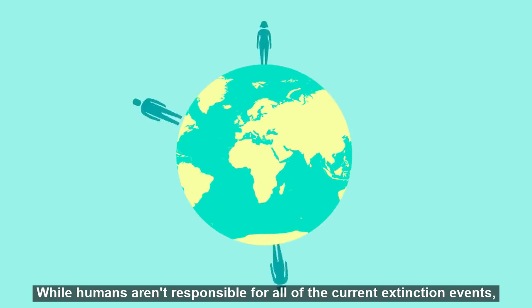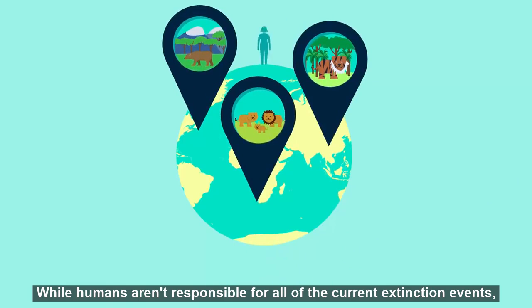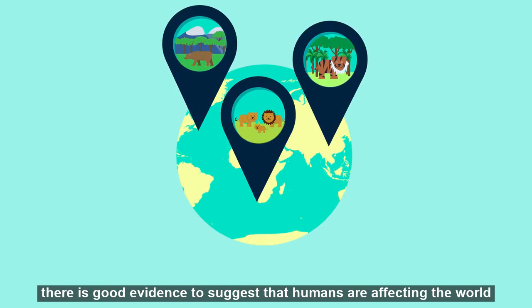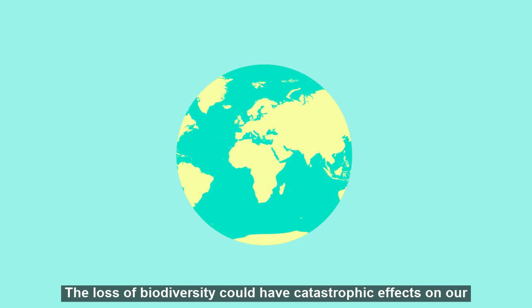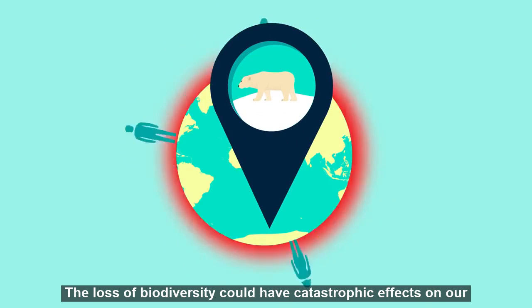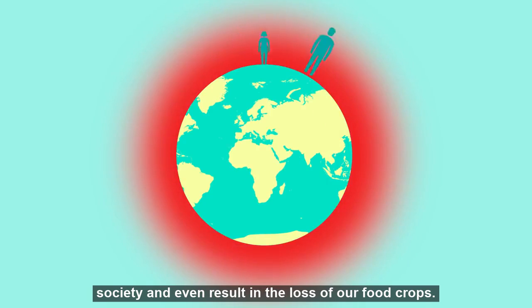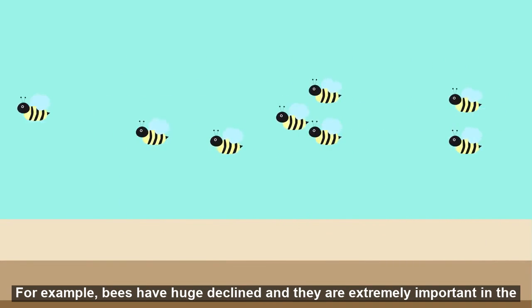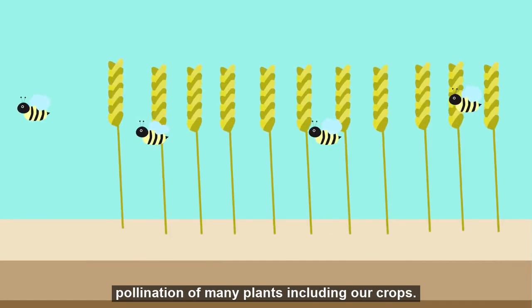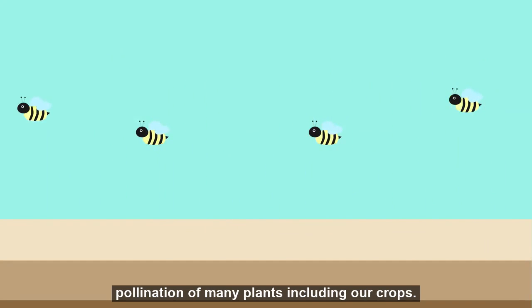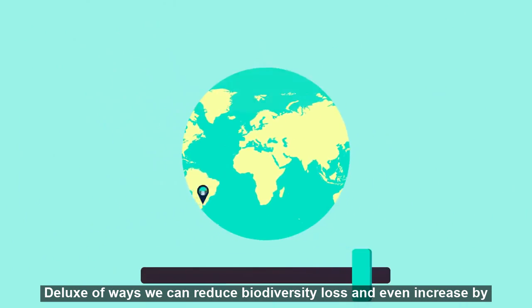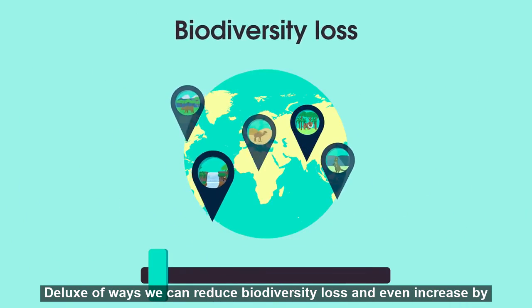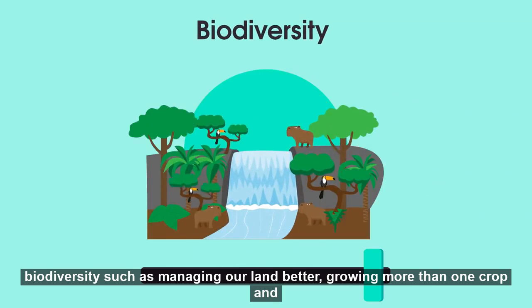While humans aren't responsible for all of the current extinction events, there is good evidence to suggest that humans are affecting the world on a global scale and causing the loss of many important species. The loss of biodiversity could have catastrophic effects on our society and even result in the loss of our food crops. For example, bees are in huge decline and they are extremely important in the pollination of many plants, including our crops.